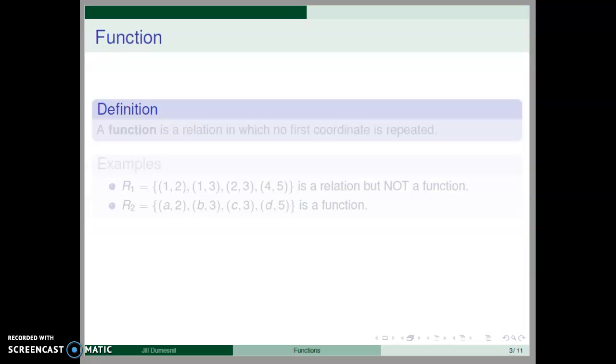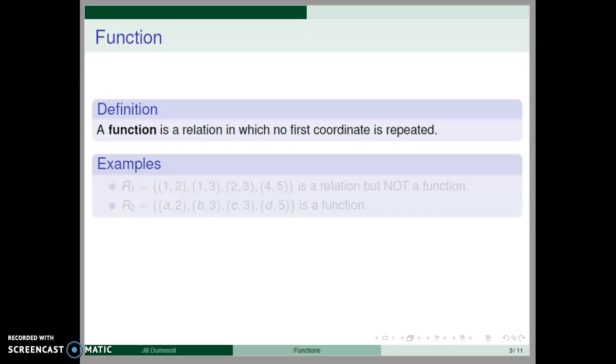Now we're ready to define a function. A function is a relation in which no first coordinate is repeated. Let's return to our previous two examples. The set R1 with ordered pairs (1, 2), (1, 3), (2, 3), and (4, 5) is a relation but not a function because 1 is repeated as a first coordinate.